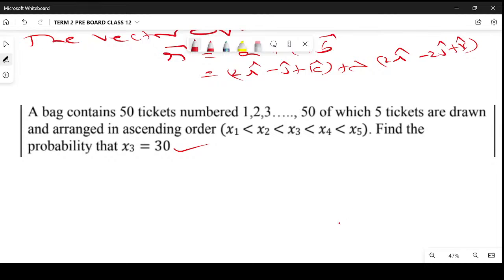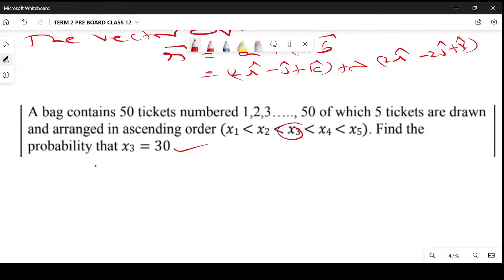This is the most important one, and it is a simple one. Try to understand this with simple logic. In this problem, numbers 1 to 50, 5 tickets are drawn and arranged in ascending order. So x3 is fixed as 30.